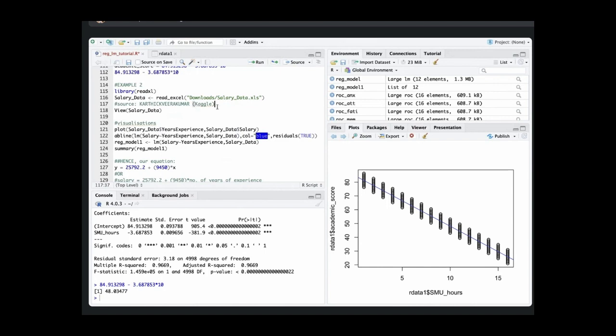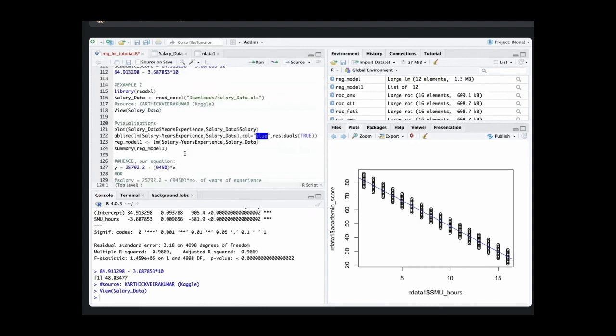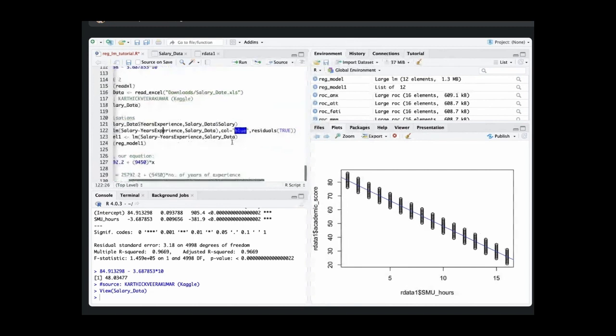He uploaded this there, and this is just salary data. I'll show you what this data has. This data has salary as per the number of years of experience that someone has. So if someone has 1.1 years of experience, they have a salary of, let's say, 39,343 rupees per month, something like that. And this has 30 data points. It's a fairly simple data set, so we can jump directly to the plot.